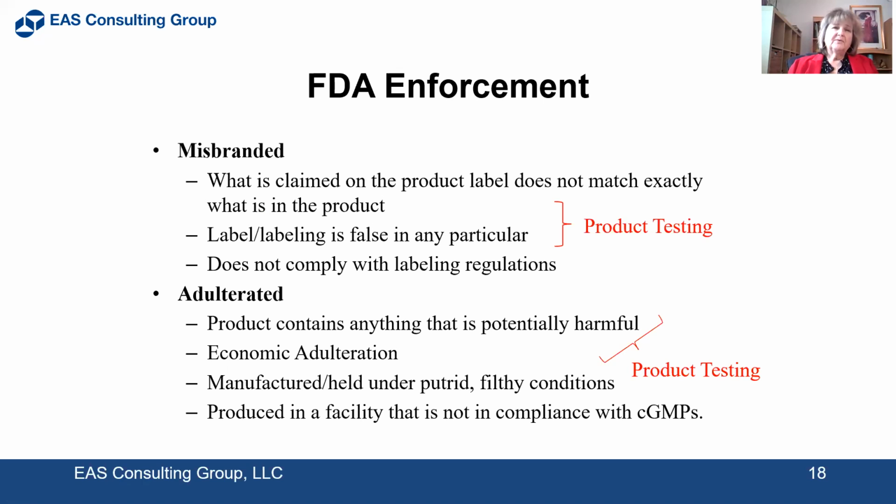And then for an adulterated product, if the product contains anything that is potentially harmful, if it's an economic adulteration, meaning that they put something else in the product because it was more profitable than what should have been in there, if it is manufactured or held under putrid or filthy conditions, or if it is produced in a facility that is not in compliance with CGMPs. And again, the first two are directly involved with product testing and laboratories, so it will be of interest to us.